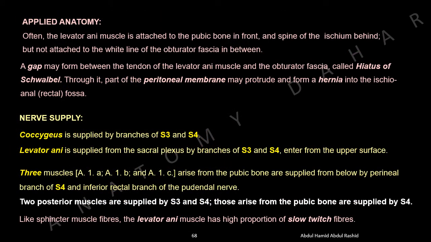Apply anatomy. Often, the levator ani muscle is attached to the pubic bone in front and the spine of the ischium behind, but not attached to the white line of the obturator fascia in between. Therefore, a gap may form between the tendon of the levator ani muscle and the obturator fascia called the hiatus of Schwalbe. Through it, part of the peritoneal membrane from the abdominal cavity may protrude and form a hernia into the ischioanal fossa.